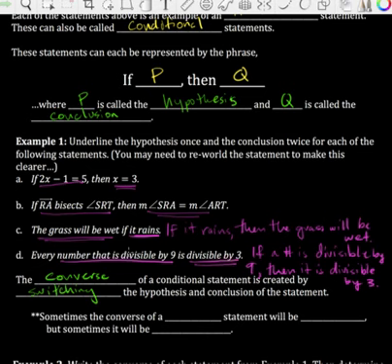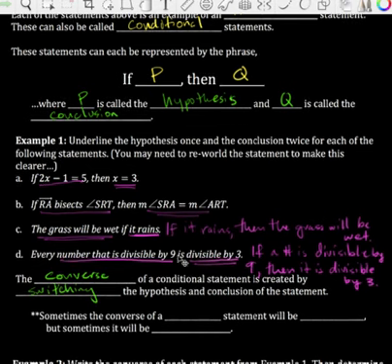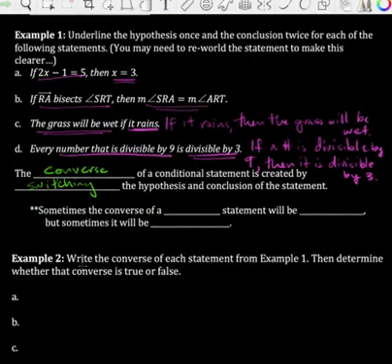As an example, I'm going to skip down here real quick to example 2a. We're going to write the converse of this first statement. So we identified the hypothesis as 2x minus 1 equals 5, and the conclusion is x equals 3. We're going to switch those around. In other words, if our original statement was if p then q, then the converse turns into if q then p, right? So let's rewrite part A as its converse.